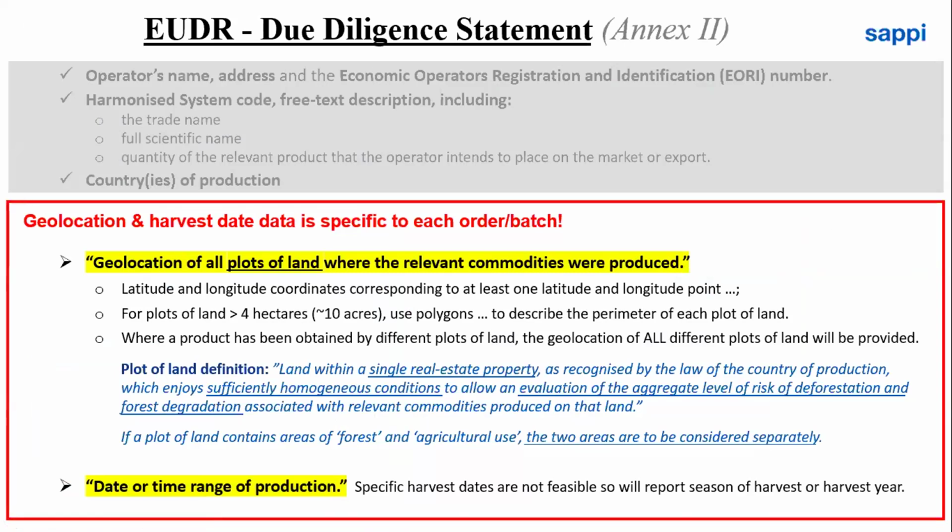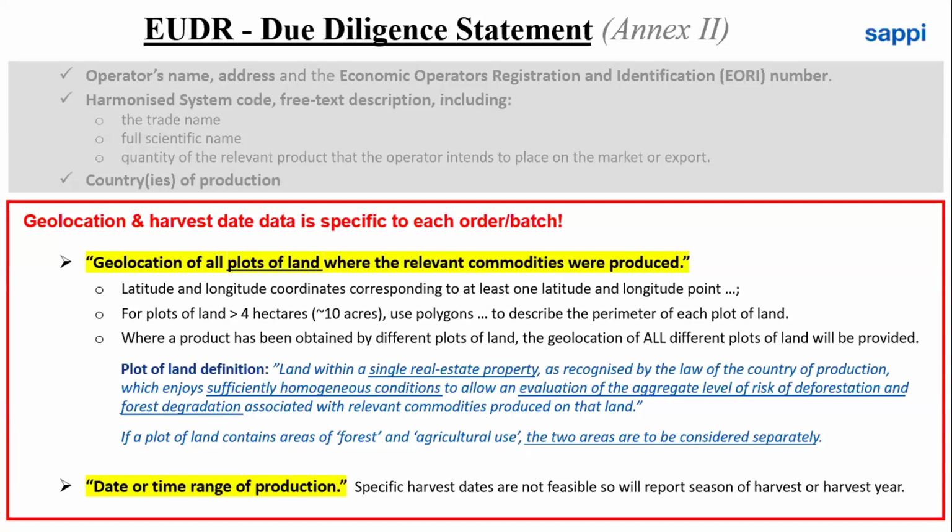And you might say, well, what is a plot of land? A plot of land is defined in the regulation as a single real estate property, meaning you cannot draw a circle around the state of Michigan or the state of Wisconsin and say, here you go, this is my wood basket. That's what we've all done up until now. We've all defined our wood baskets. We've all assessed our wood baskets for controlled wood risks and SFI risks and FECV and biodiversity. This is not looking at a wood basket assessment. This is asking you to assess and identify every single geolocation.